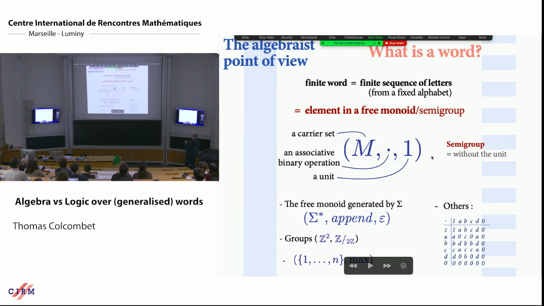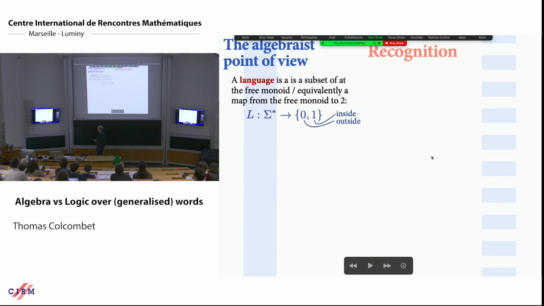And of course, you can build a lot of them. So here is an example of a finite monoid. And you can check that the operation of product is associative. Good luck. No, it's easy. But uninteresting. So starting from that, what should be a language?